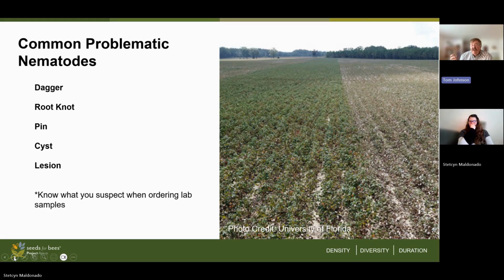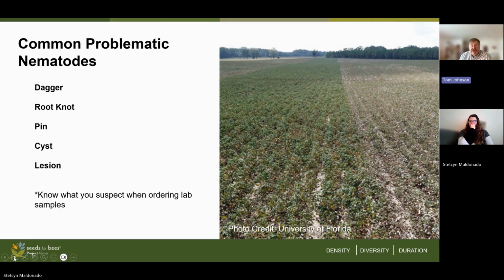So part of that goes back to diagnosing what's going on out there. If you're seeing galling or you're seeing knots out there on your roots, well, then you're probably looking for either a dagger or a root knot nematode, maybe a pin. Cyst tends to be, if I remember right, on the outside, and it looks like little white eggs laid on the roots, on the outsides of them. Lesion's the tough one because it moves inside the cell, inside the roots, and then moves around a little bit.